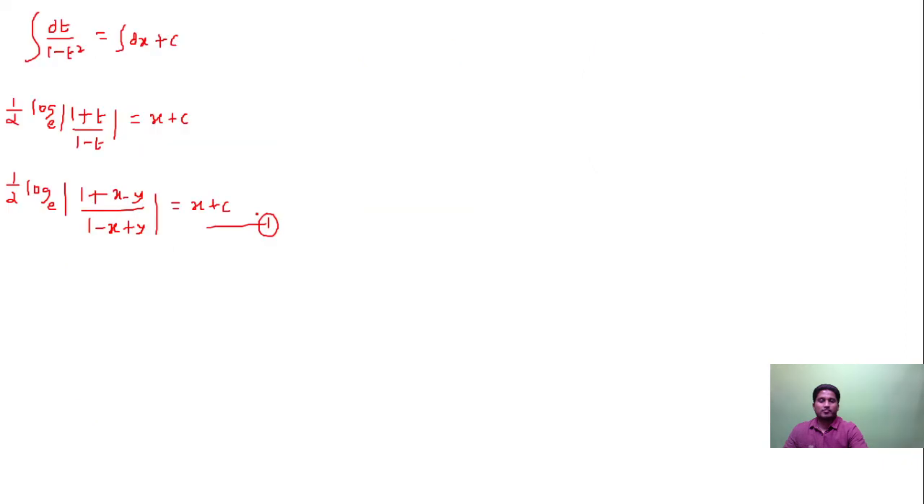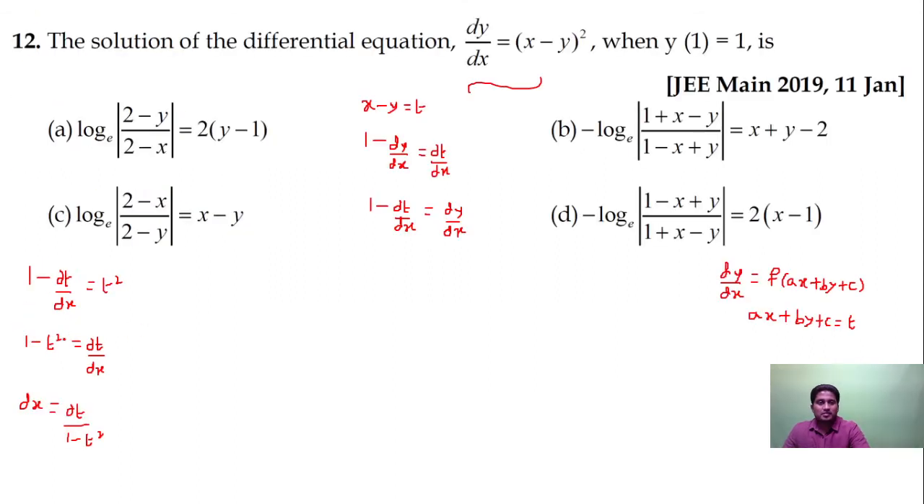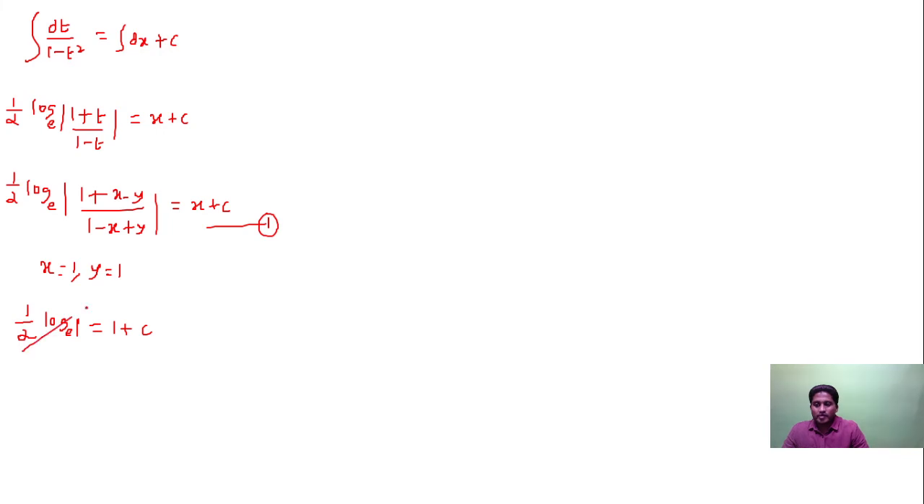It is given in the question y of 1 equal to 1. That is, when x is equal to 1, y will be equal to 1. You get 1 upon 2 log 1 is equal to 1 plus c. Log 1 to any base is 0, so this will cancel, and you get c is equal to minus 1. If I substitute back in equation 1, you will get 1 by 2 log to the base e of 1 plus x minus y upon 1 minus x plus y is equal to x minus 1.